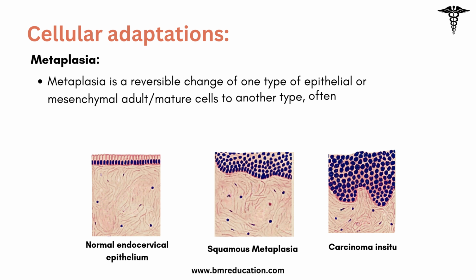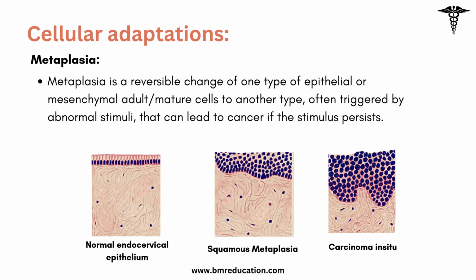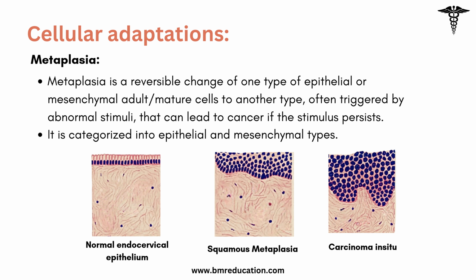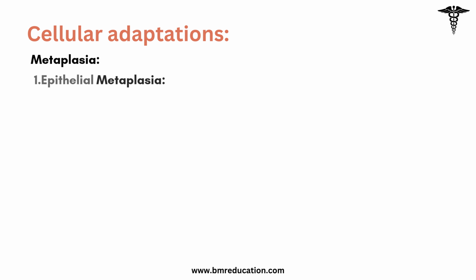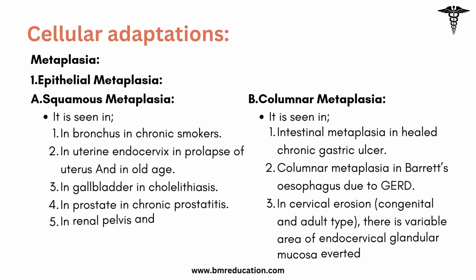Metaplasia is a reversible change of one type of epithelial or mesenchymal adult mature cells to another type, often triggered by abnormal stimuli that can lead to cancer if the stimulus persists. It is categorized into epithelial and mesenchymal types. These are some examples of squamous and columnar metaplasia of epithelial type.